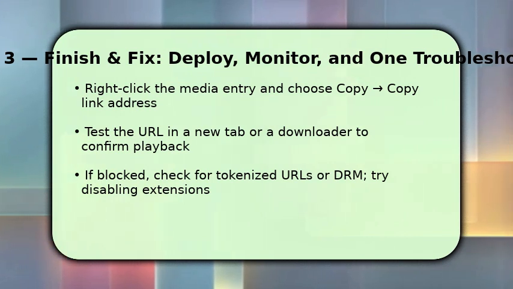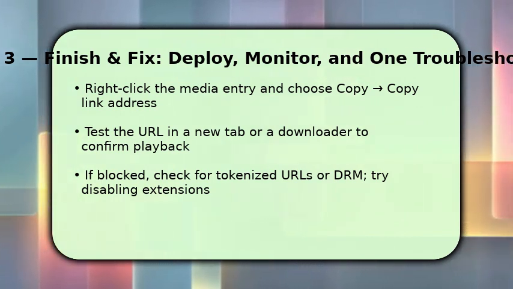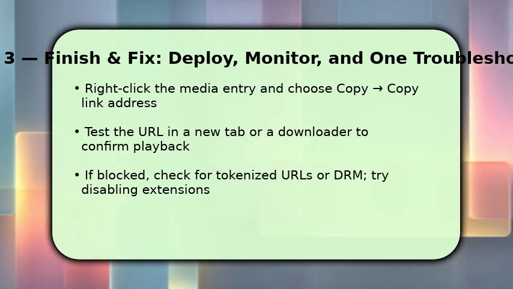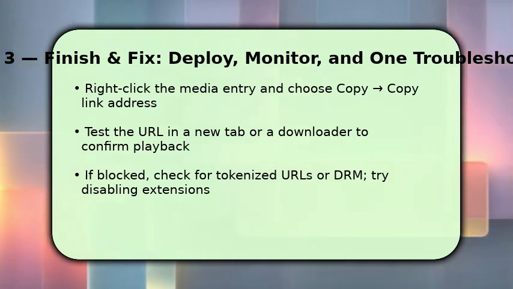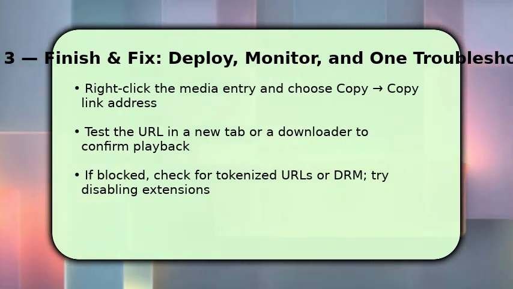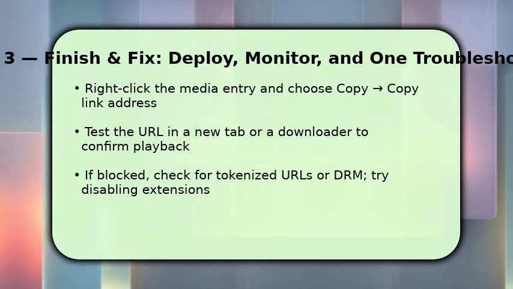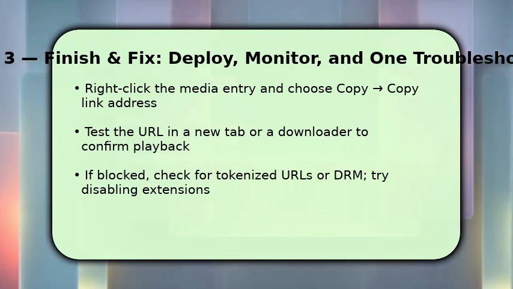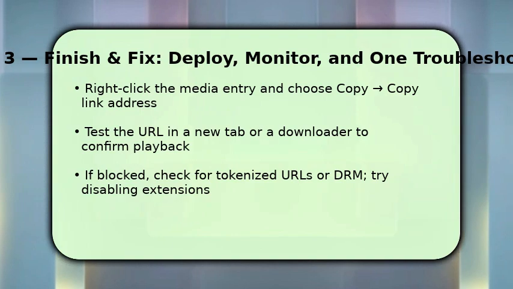If playback fails, the URL may be tokenized or protected by DRM. Check headers for authorization tokens or short expiry. Make sure to disable interfering extensions, clear cache, and reload. That often reveals the valid current media URL.